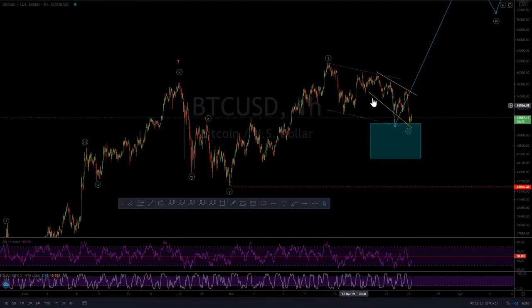Can the B not be that big flat? Are you still talking about Bitcoin, Tendai? Okay, I see what you're looking at. Are you looking at this here as a possible flat? Is this what you are looking at as a possible flat? And this is a C wave here.